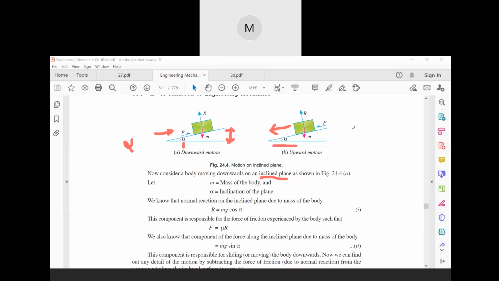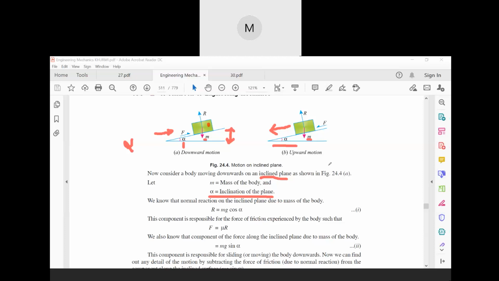Now, here let us consider this body which is green color. It has a mass of M. This body has a mass of M, right? If the body has a mass of M, and if alpha is the inclination of the plane, then there will be two reactions.